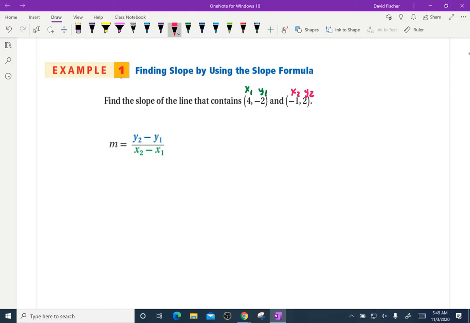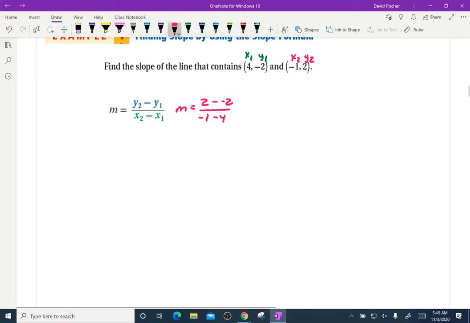So here we go. We say m equals 2 minus -2 over -1 minus 4. As we remember from a couple months ago, whenever I have a minus, it becomes a plus. So in my numerator I have a 4, and down in the denominator I have a -5. So I can't reduce that fraction anymore.